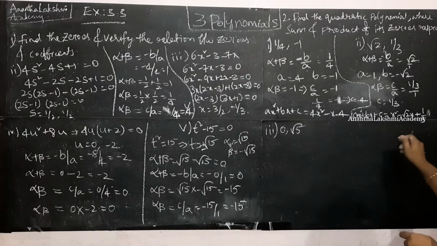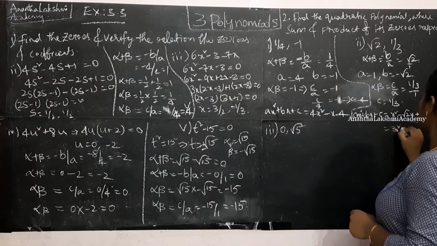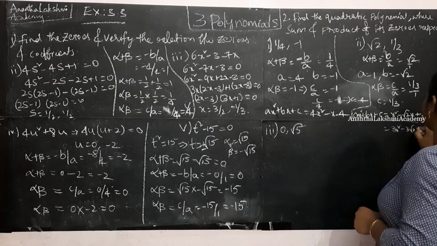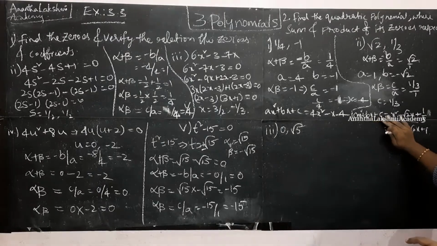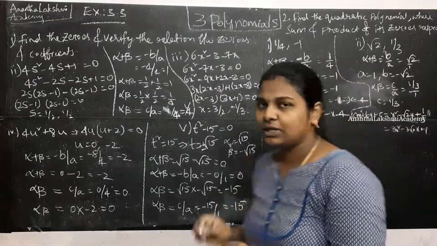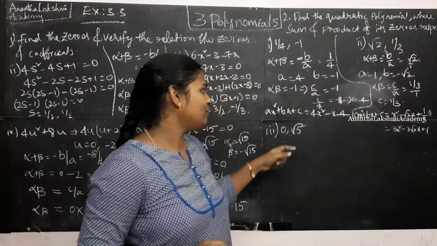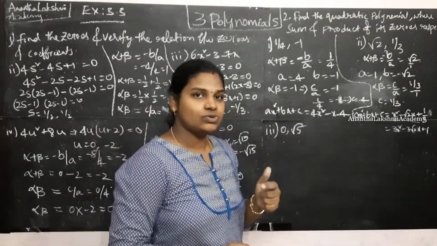Alright. If you want to take this here, it becomes 3x square minus 3 root 2x plus 1, or else you can leave this over here. That is also fine. Okay. That's about bit number 2. Let's jump into the third interesting problem, wherein the sum is given as 0 and the product is given as root 5.